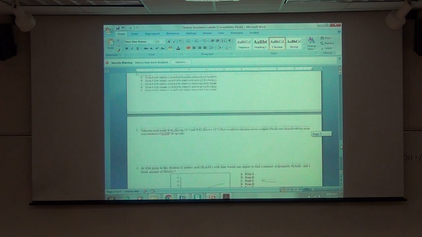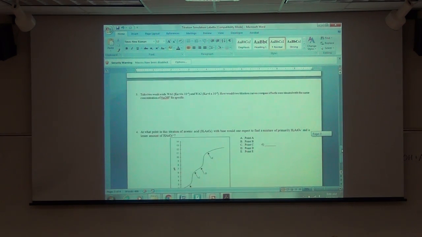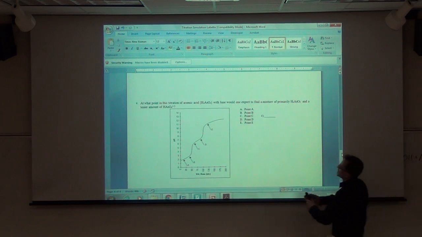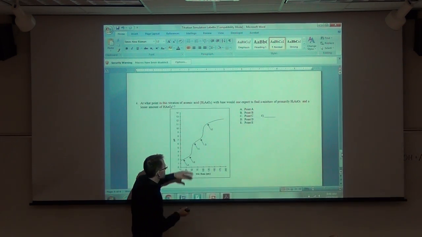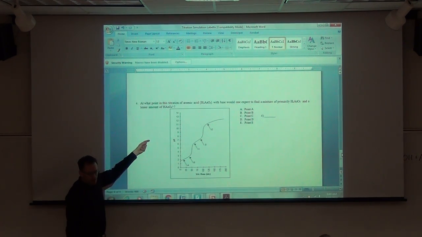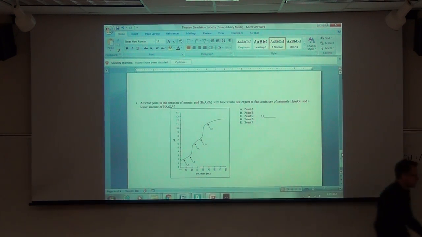Lastly, we'll cover this next week a little bit. You have a question here: at what point in this titration of arsenic acid with base would one expect to find a mixture of primarily H2AsO4 minus and a lesser amount of HAsO4 2 minus? Can you just please write to the side here? And actually, if you want to circle this, this is my last little part, and I know we're going in deeper than I'd like to. Put a little line here and make a line here and write triprotic. Please do that. Please write tri here. I will write this with you because this is important. I want you to see.